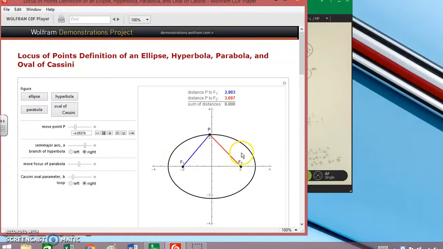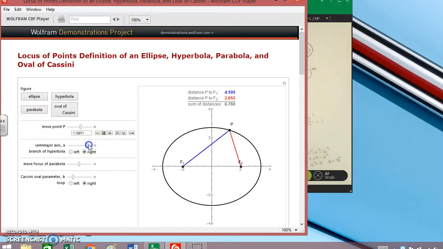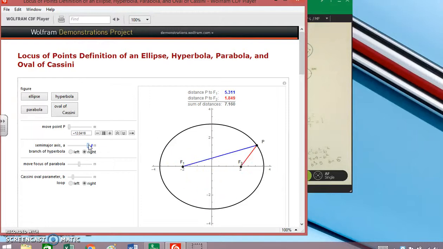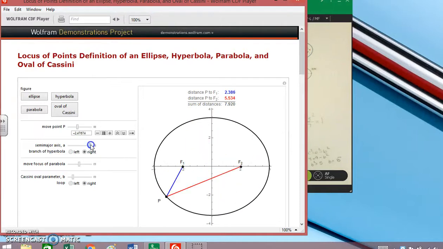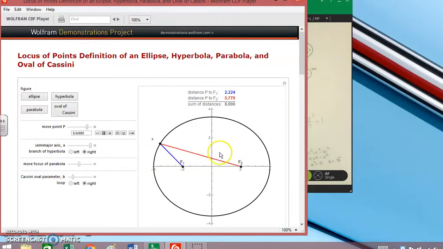And if you notice what happens, you have this rotation from the foci, the sum of the distances, so the red and the blue line added together, are always 6. And it just so happens that 6 is the length of that major axis. If we look at that, that's the value of A. So as I increase the major axis, so as I increase the value of A, then the red and the blue line will always equal that value.